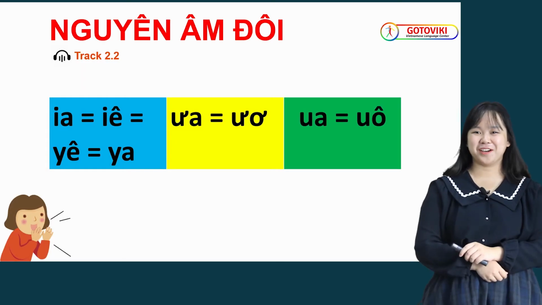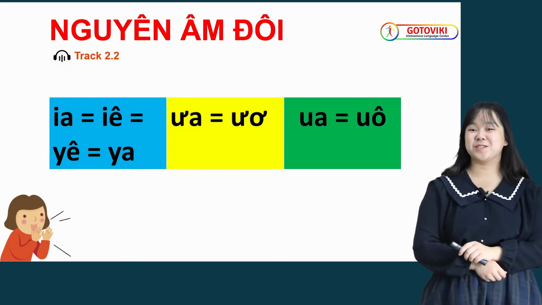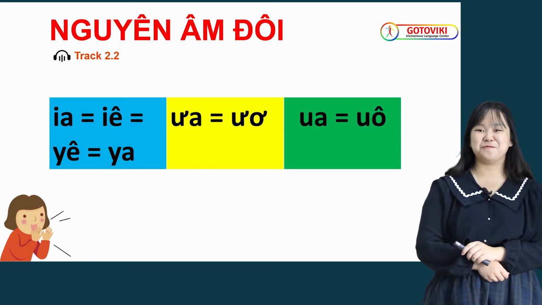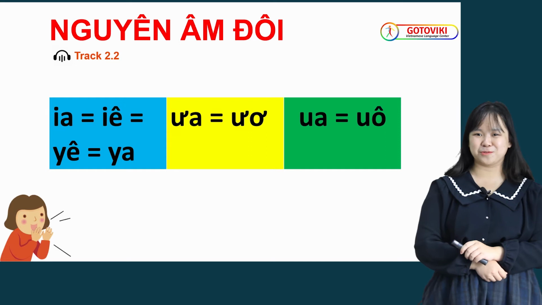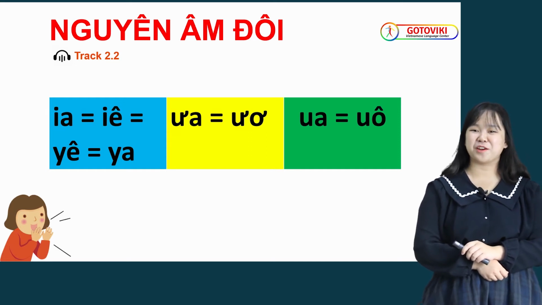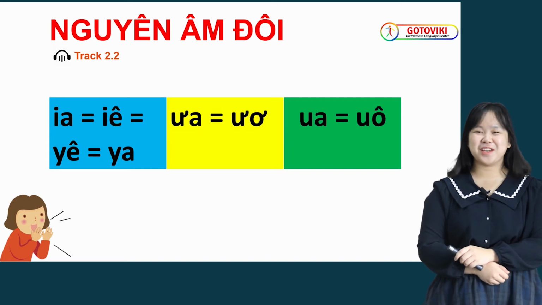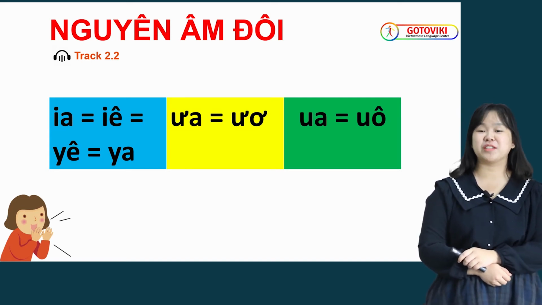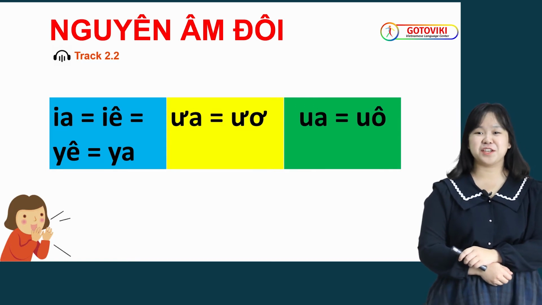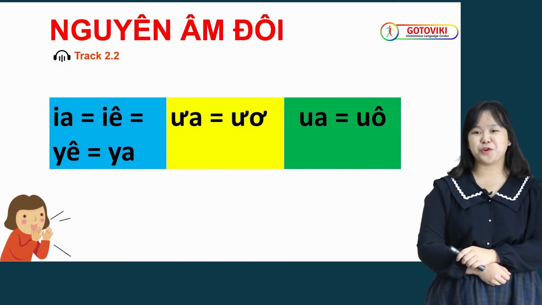In the second part of the lesson today, we will study double vowels in Vietnamese. Vietnamese has 3 double vowels, and each double vowel has 3 or 4 writing ways. But don't worry much about that, because a double vowel will have a different writing way when it is in different positions in the word. So it is very easy for you to distinguish them.